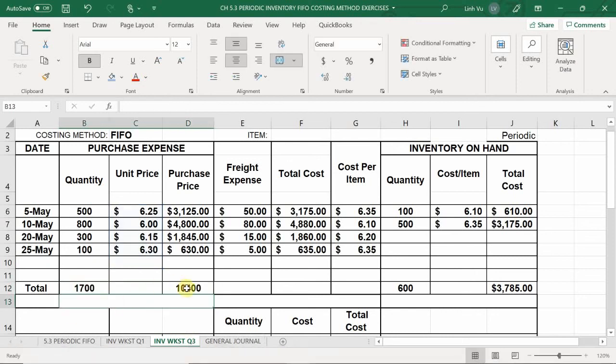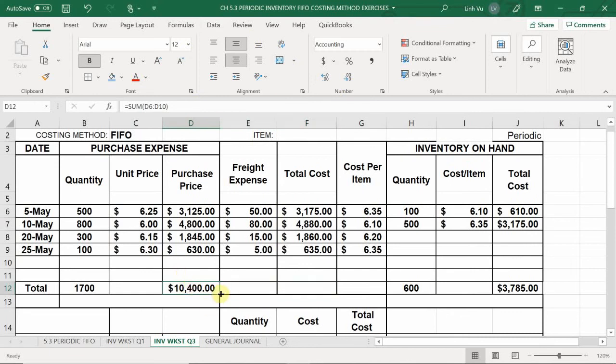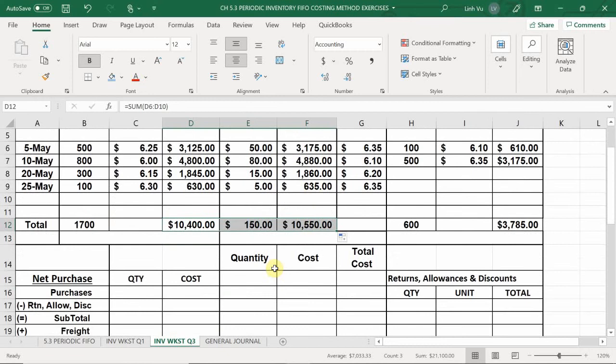$10,400. Good. And what is my total freight? $150. Good. Giving me a grand total cost to be $10,550. 10,550, okay? So I'm not going to use colors for this, so hopefully you guys can follow along.